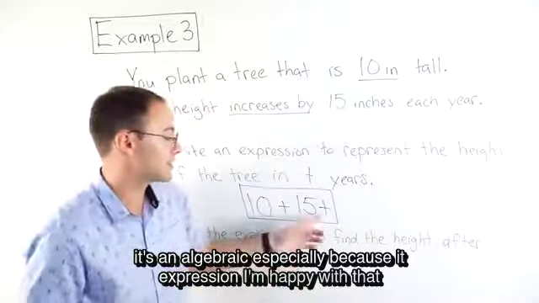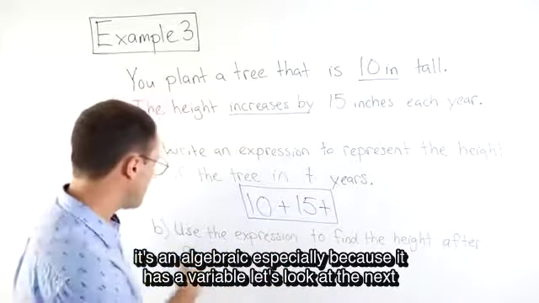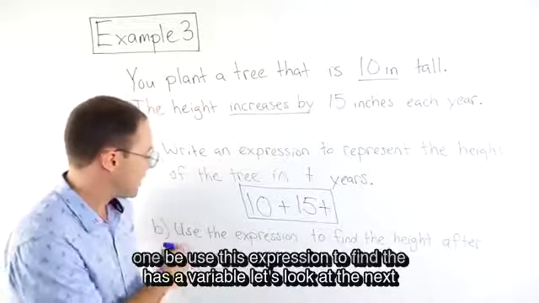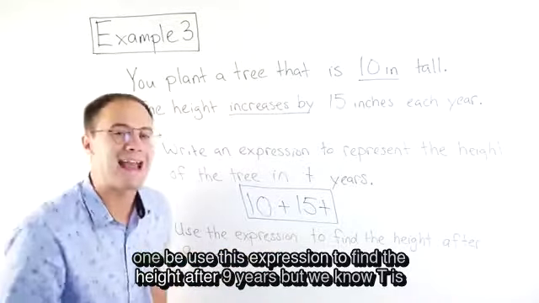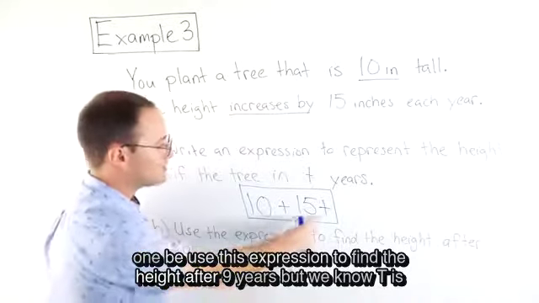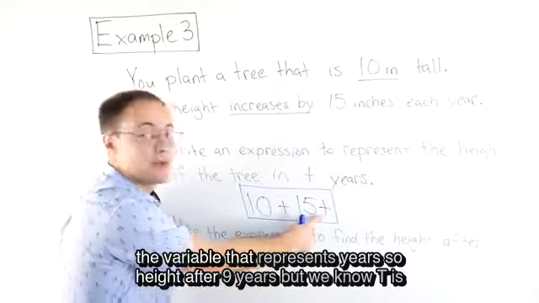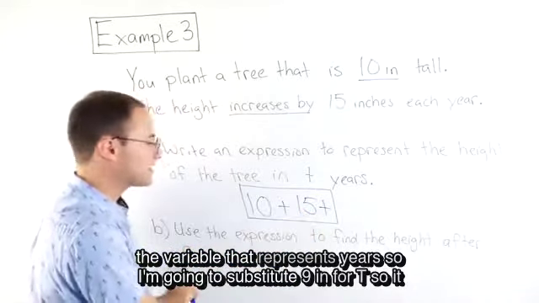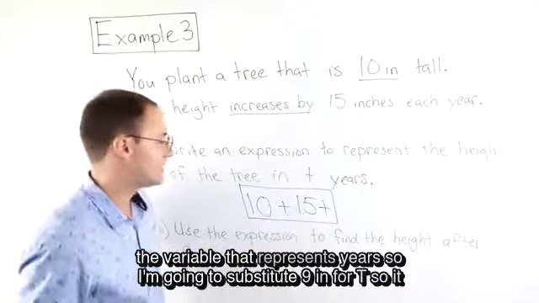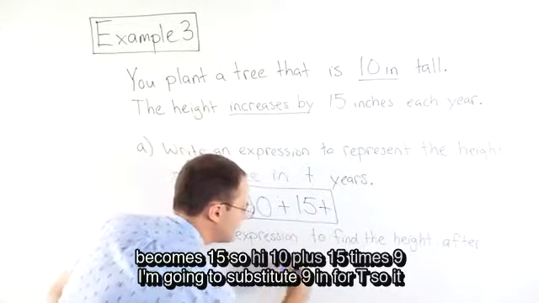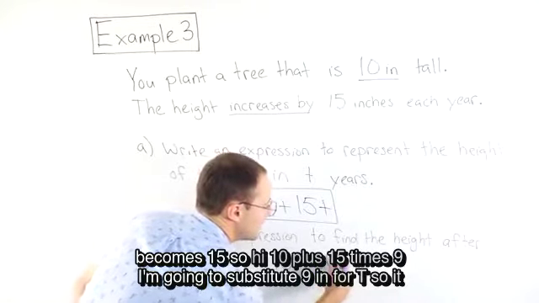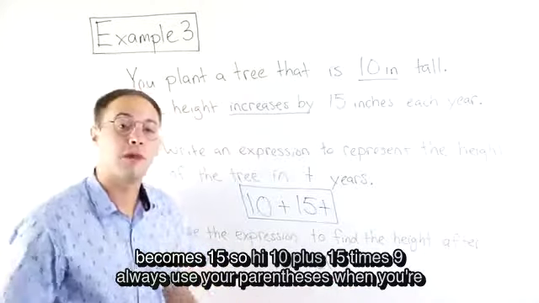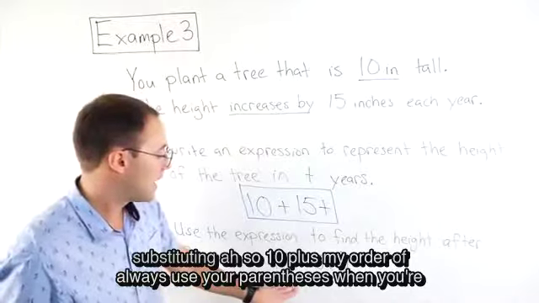It's an algebraic expression because it has a variable. Let's look at the next one. B, use this expression to find the height after 9 years. Well, we know T is the variable that represents years, so I'm going to substitute 9 in for T. So it becomes 10 plus 15 times 9. Always use your parentheses when you're substituting.